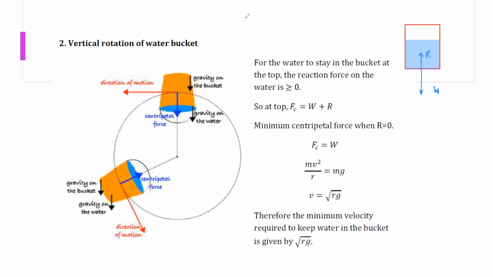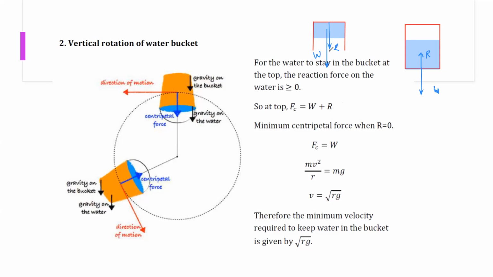But what will happen if it is at the top, like other way around? So the weight of the water is acting down. And what is the normal contact force? The normal contact force is always perpendicular to the surface. So normal contact force is also acting down. So weight is there, which is acting down. A normal contact force is also acting down.